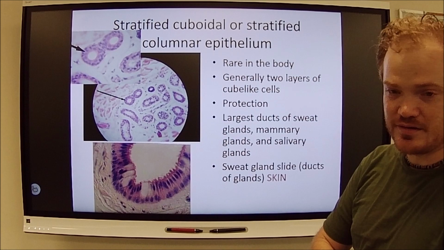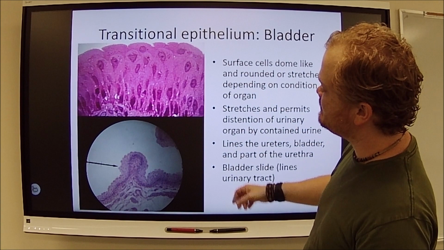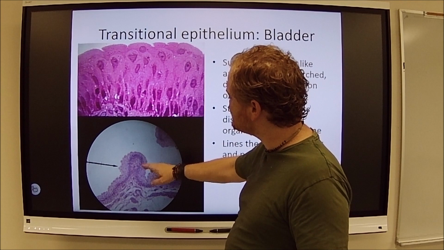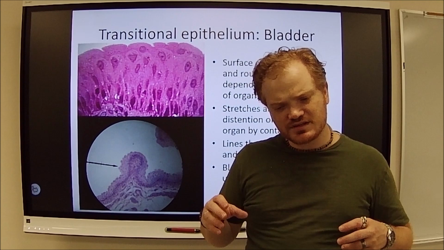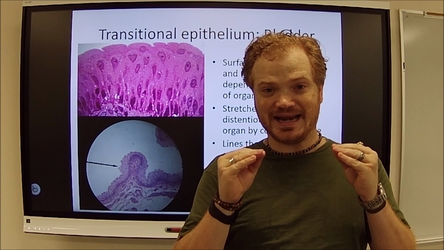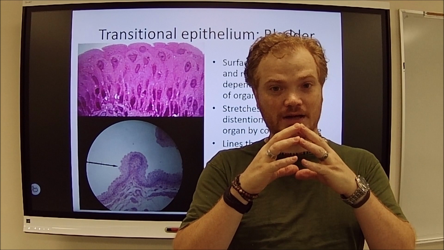Next is transitional epithelium. The idea is the cells on the outer surface look nice and round, really distinctly rounded external cells. With this tissue, the cells will be round when the bladder is empty. Then as the bladder fills, they begin to flatten out. The more full the bladder gets, the flatter they become. And then when you empty your bladder, they go back to round again.